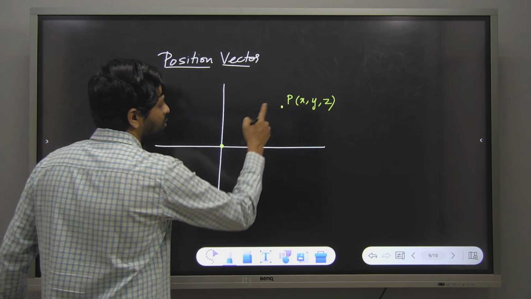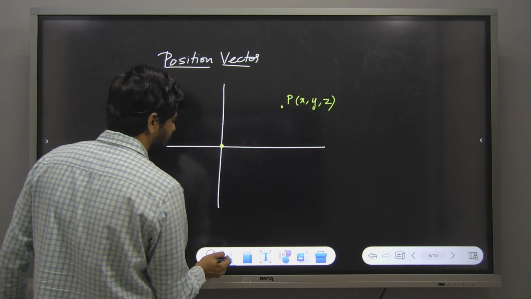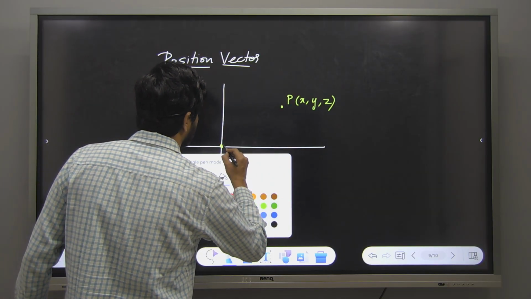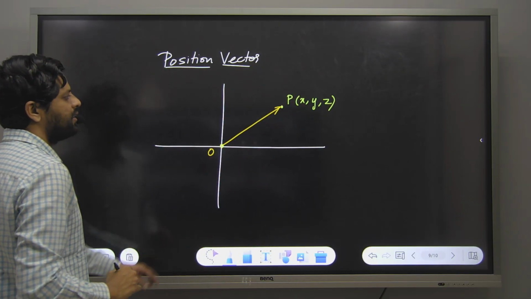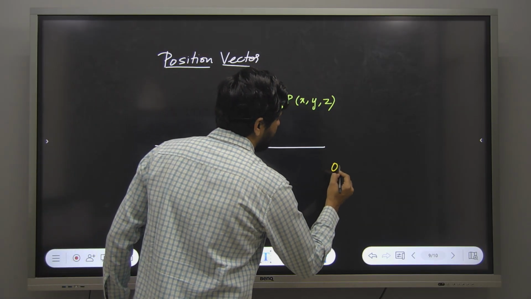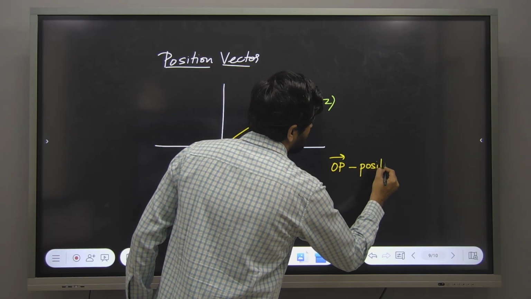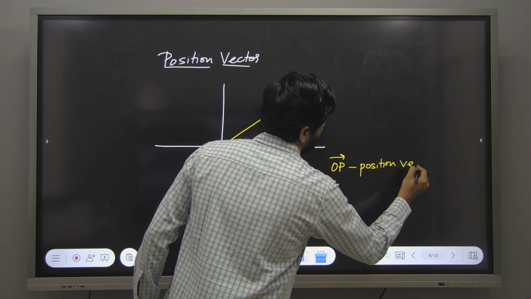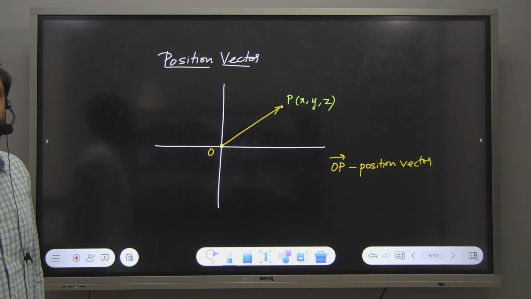So if I ask you what is the position of P, what will you tell? You should always tell the position of P with respect to the origin. With respect to the origin, you have to tell the direction of P. So this OP vector is called what? It is called the position vector.